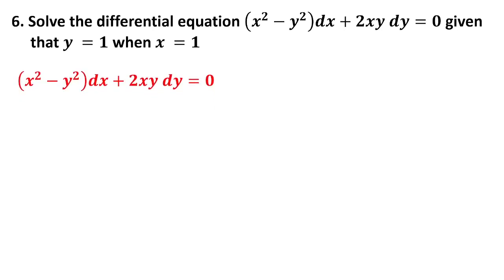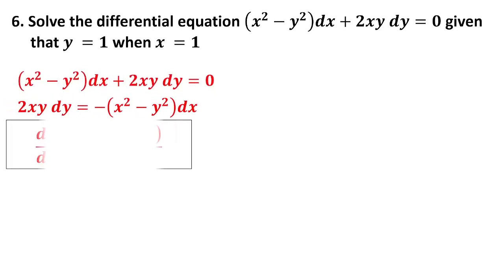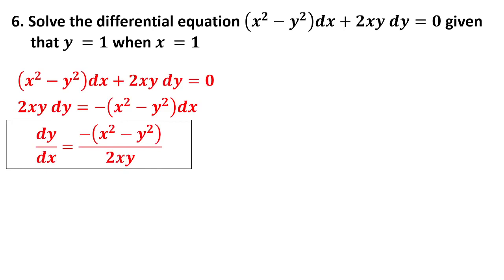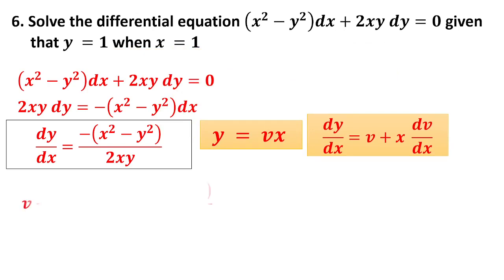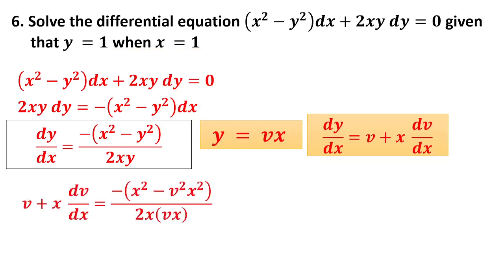You know how to start a homogeneous equation. I am just writing it as dy by dx is equal to what? So that the cancellations and variable separable will be easy for me. I am putting y is equal to vx. dy by dx is v plus x into dv by dx. Put the substitution. On the right hand side, I am replacing y by vx, y square by v square x square.